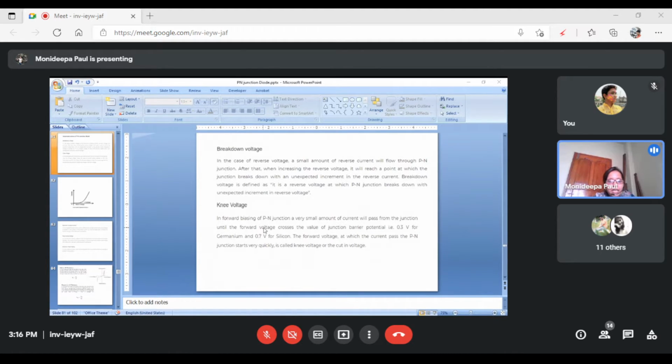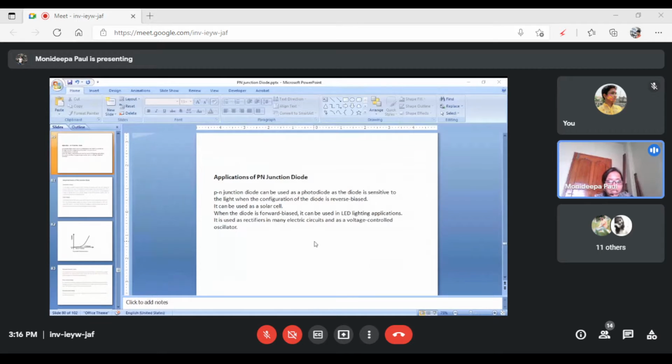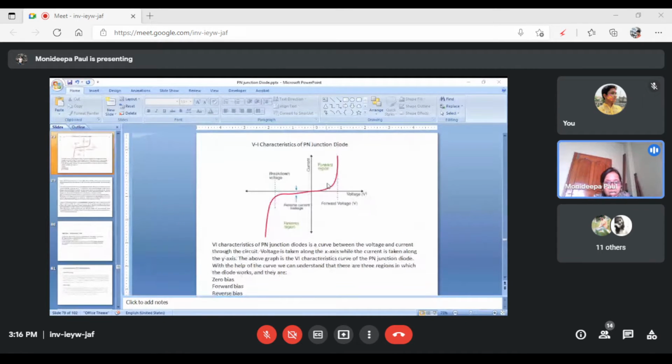Current passes through the junction until the forward voltage crosses the value of the junction potential, 0.3 for germanium and 0.7 for silicon. The forward voltage at which the current through the PN junction starts rising very quickly, that means it follows a straight line, so current is directly proportional to the voltage. This potential is known as the knee voltage.